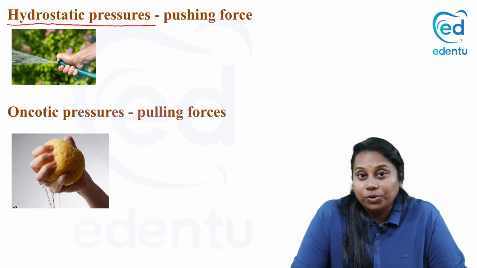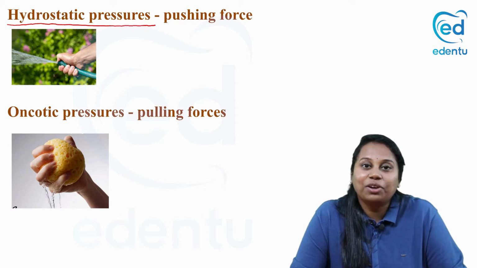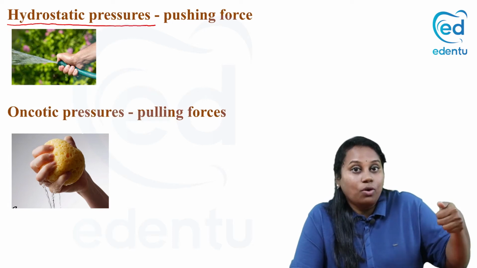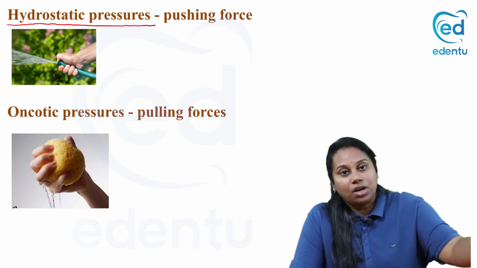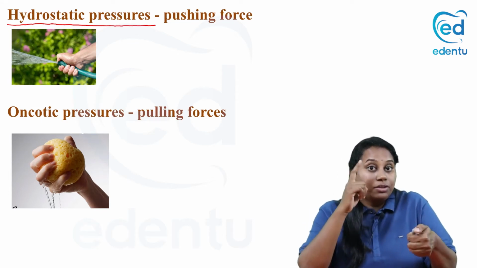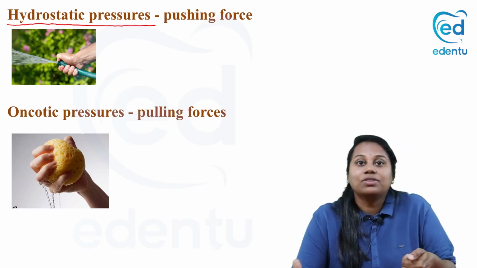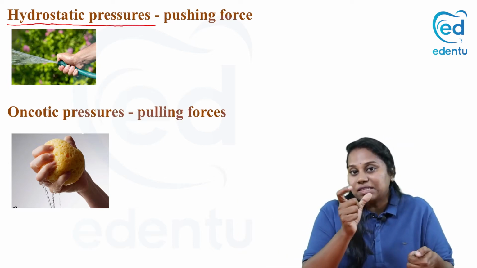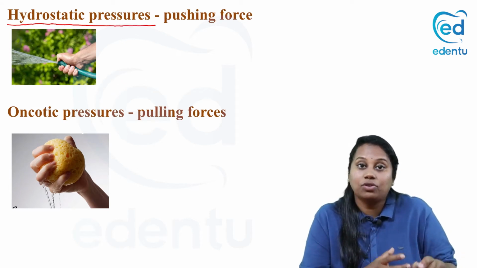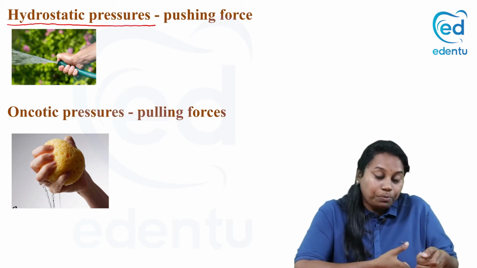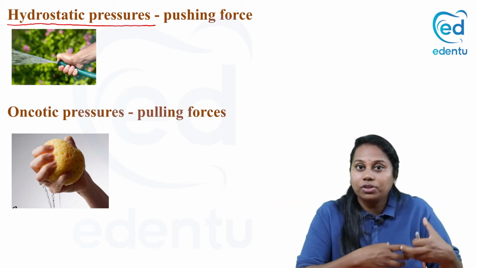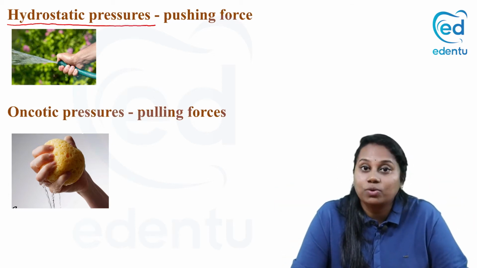All of you would have played with this in your childhood days, and even now when we pour water to our garden plants, we use a hose pipe. When water rushes out of the hose pipe, if you close half the opening of the tube, imagine the force with which water comes out. That is called hydrostatic pressure. Hydro means something related to water. So hydrostatic pressure is the pressure contributed by the water or liquid component, and it is always a pushing force.